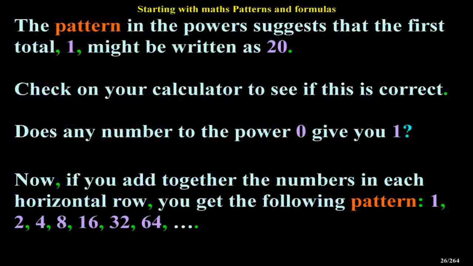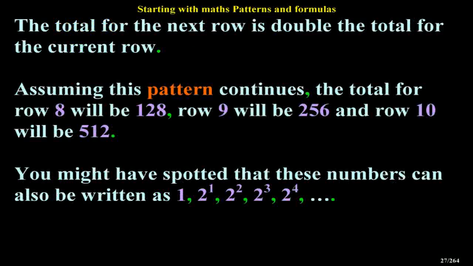Now, if you add together the numbers in each horizontal row, you get the following pattern. 1, 2, 4, 8, 16, 32, 64. The total for the next row is double the total for the current row. Assuming this pattern continues, the total for row 8 will be 128, row 9 will be 256, and row 10 will be 512. You might have spotted that these numbers can also be written as 1, 2¹, 2², 2³, 2⁴.